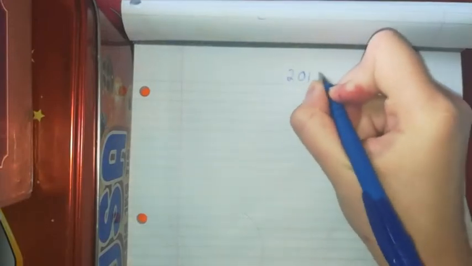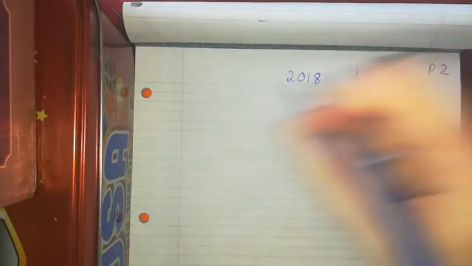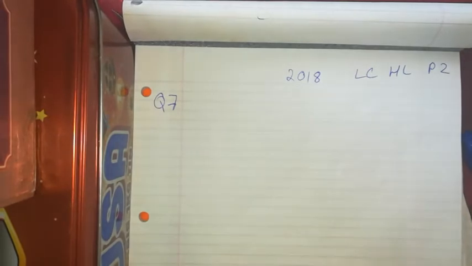This is the 2018 Leaving Cert Higher Level, Paper 2, and this came up as question 7. A section of garden railing is shown below. The section consists of 9 cylindrical bars labelled A to I with a solid sphere attached to the centre of the top of each bar.